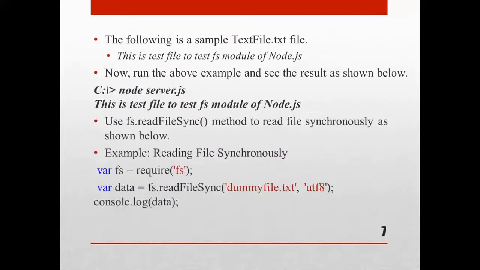Here you can see that sample file. For example, the text file we have taken in this example contains this data: this is the test file to test the fs module of Node.js. How can we run this? Use the command node followed by the file name. After running this, it will give the data from that file.